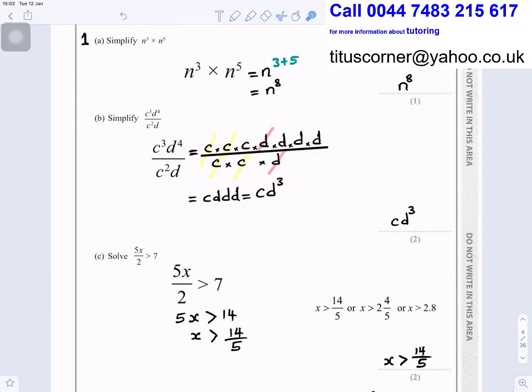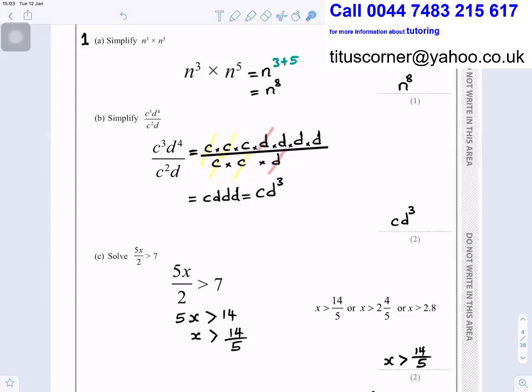1b, simplify. c cubed is the same as c times c times c. d to the power 4 is the same as d times d times d times d. In the denominator, c squared is the same as c times c, and then there's d. You look at the numerator and the denominator and cross out what is found in both of them, or cancel them. So there's c and c and d. You cross them out.